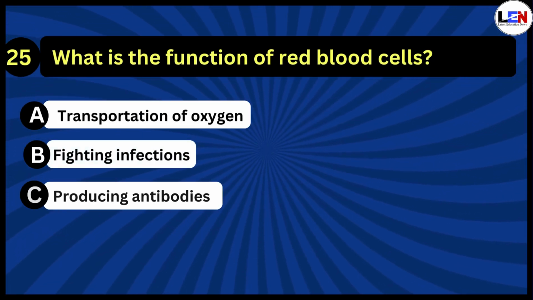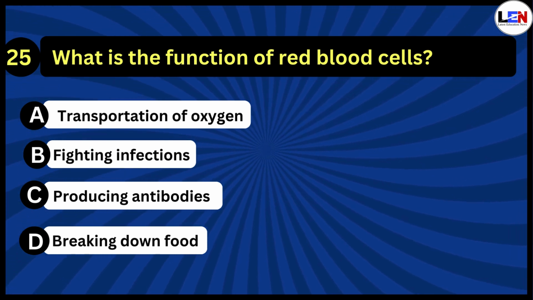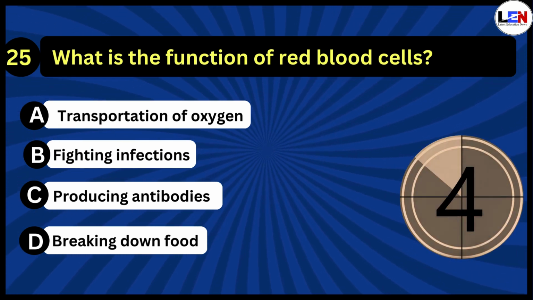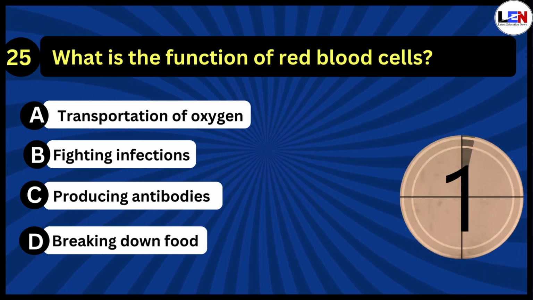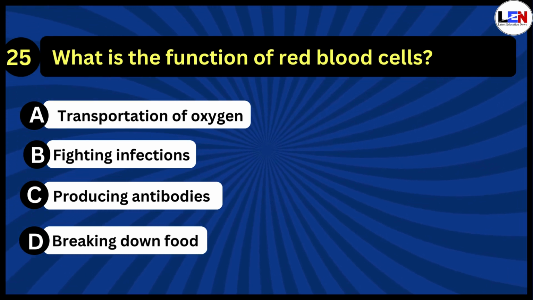Which of the following is not a function of the endocrine system? A. Regulation of metabolism. B. Production of hormones. C. Transmission of nerve impulses. D. Regulation of growth and development. The correct answer is C.